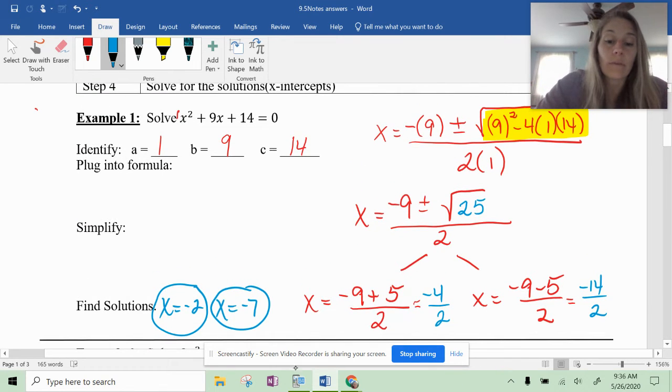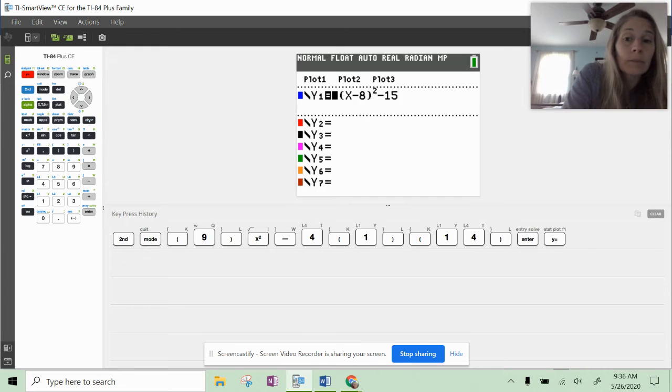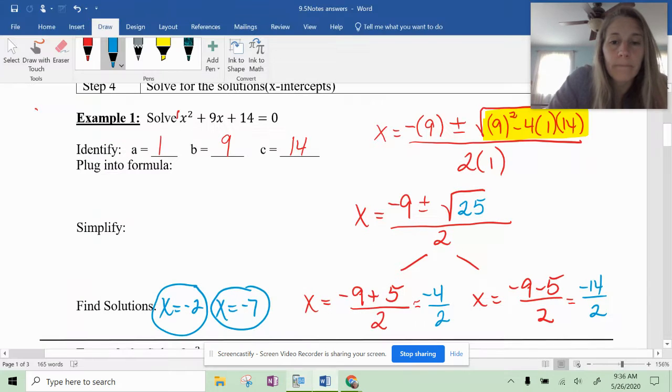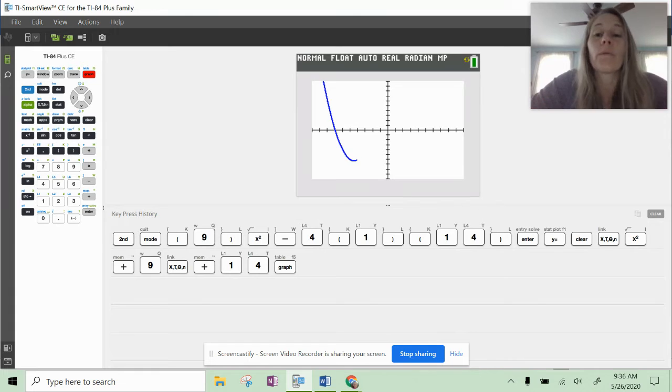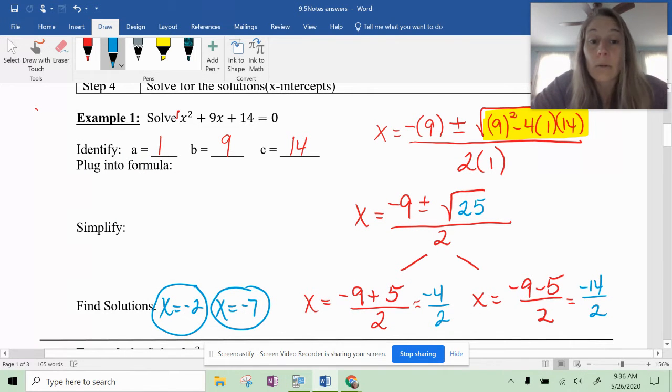So just to give you the visual to tie it back to what we had done in earlier sections, we have x squared, I believe it's plus 9x plus 14. Just want to make sure I did that correctly. Yes. And then if we graph it, hopefully it'll show up. There's your parabola. It's crossing through at -2 and -7. So that's where we got those 2 answers from. Okay, so that's pretty much it.